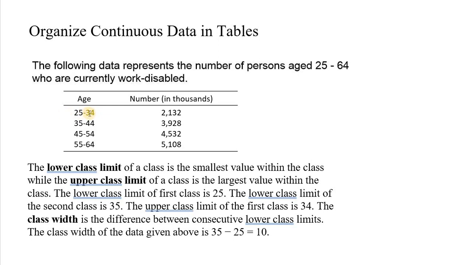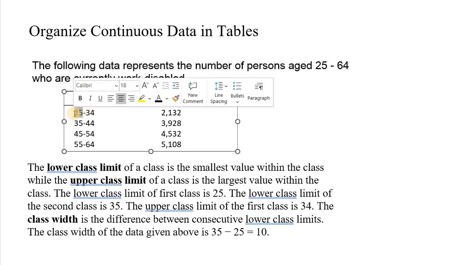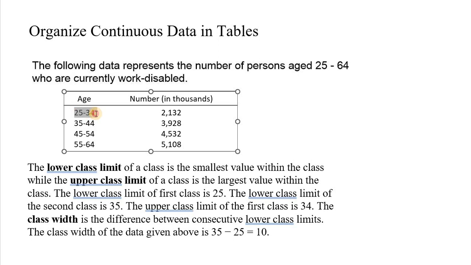So the first interval is between 25 and 34. And then we counted the individuals in that interval, including the lower class limit and the upper class limit. So this class is the first class, and this number is the lower class limit of the first class, and 34 is the upper class limit of the first class. We move on to the next one, this is the second class, and 35 is the lower limit of the second class, and 44 is the upper class limit of the second class.